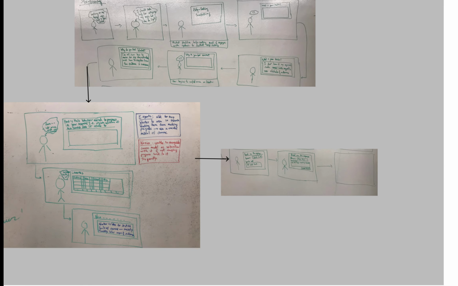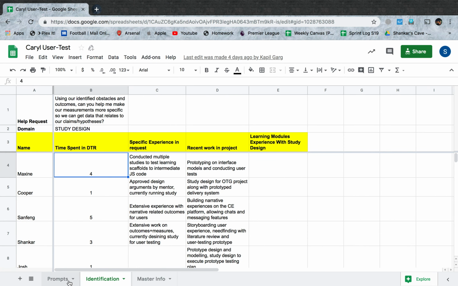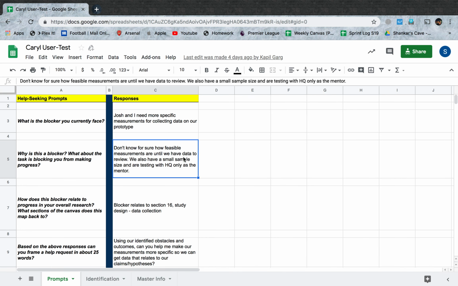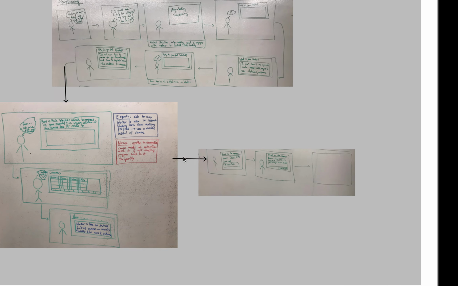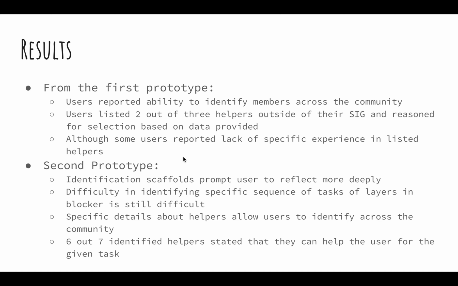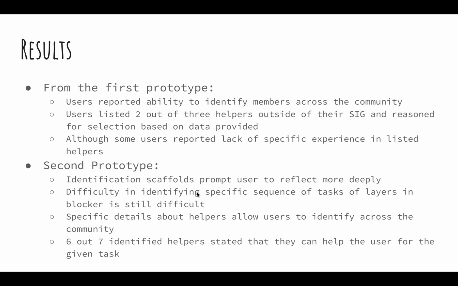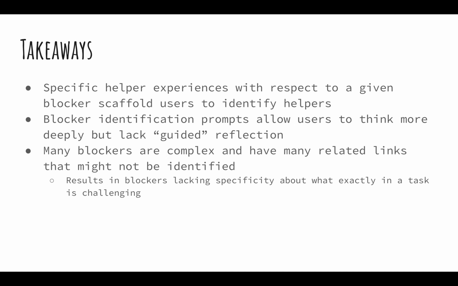For her given prompt, she was working on study design, and study design has a lot to do with design arguments too. She was not able to identify that, hence her difficulty in identification. But in hindsight, giving specific information about helpers allowed users to identify helpers a lot better, and this led to much better identification. And 6 out of 7 helpers reached out from the 2 user tests said they could all help the user with the given task.